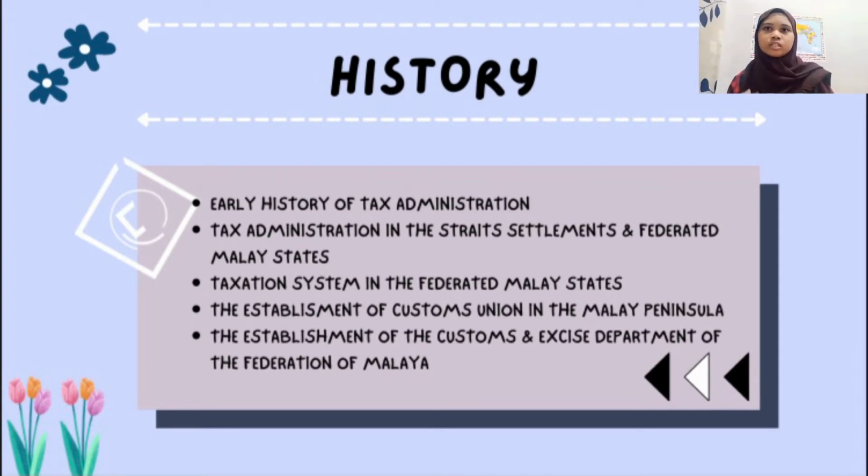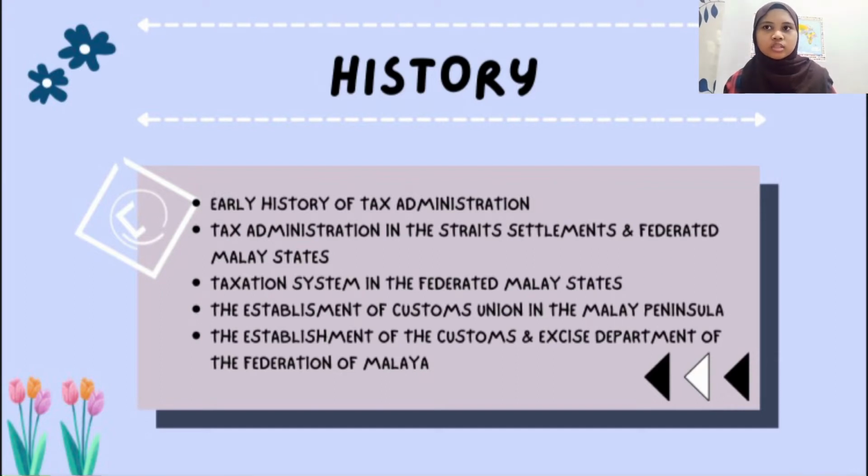And with the introduction of the resident system in 1870 to 1880, the British administration took over the task of collecting taxes. And the next one is the establishment of custom union in the Malay Peninsula. There was a conference of Malay rulers for the Federated Malay State, and a proposal to expand the union was put forward. The custom union for the Malay Peninsula was only successfully formed in 1946 with the formation of the Malayan Union in April 1946.